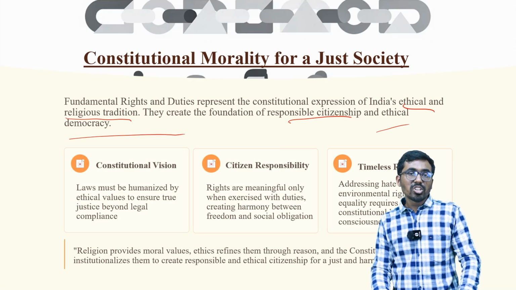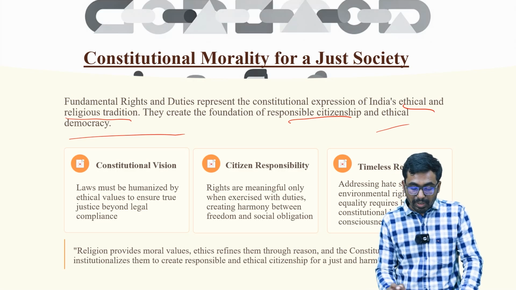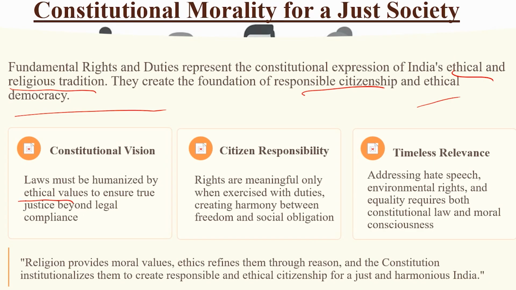The vision of our constitution makers was to provide ethical values and justice, both in the form of fundamental rights. So as citizens, we must be responsible. We must understand the importance of these rights and duties as well. So what you can do is first get aware about rights and duties, and then you can spread this awareness.